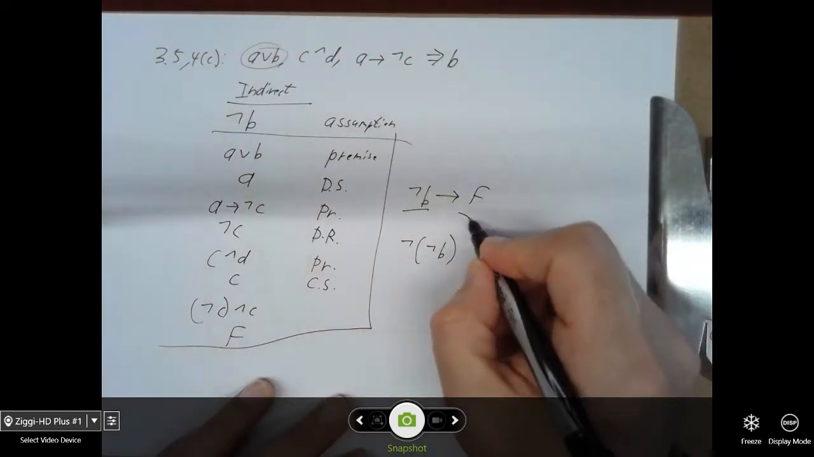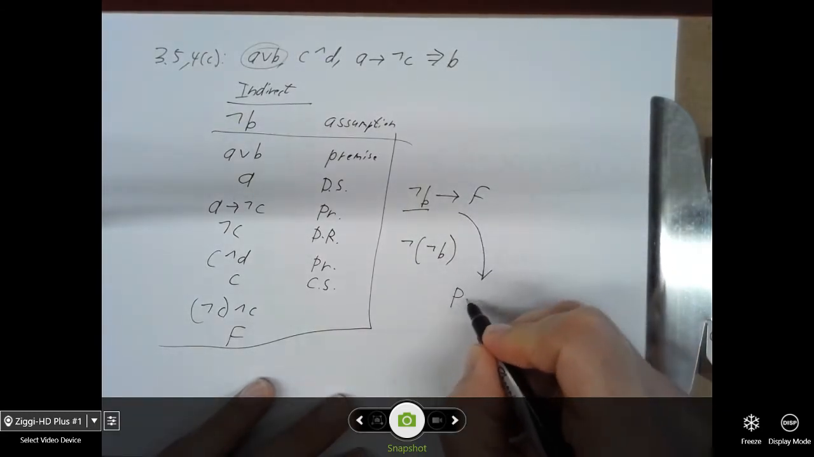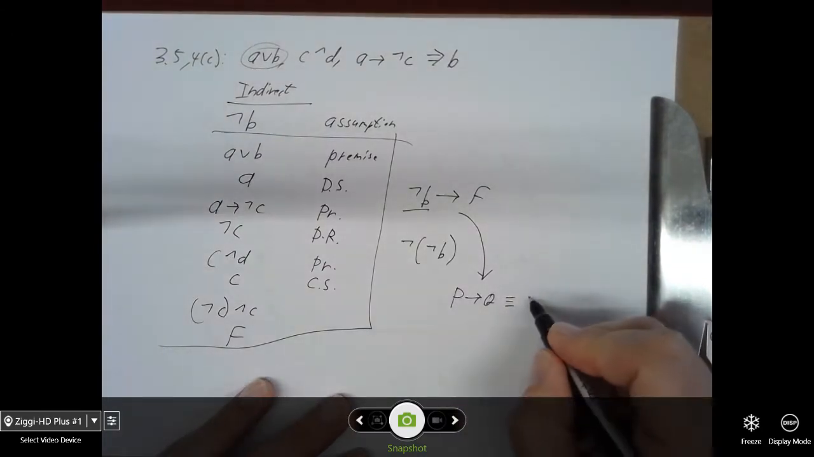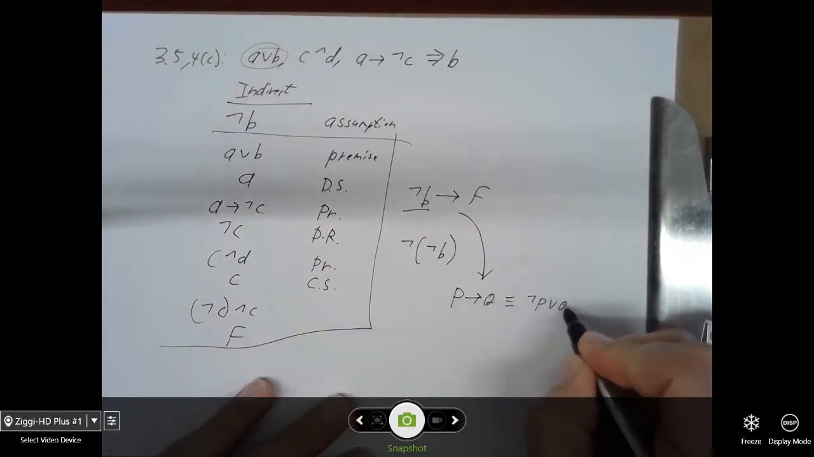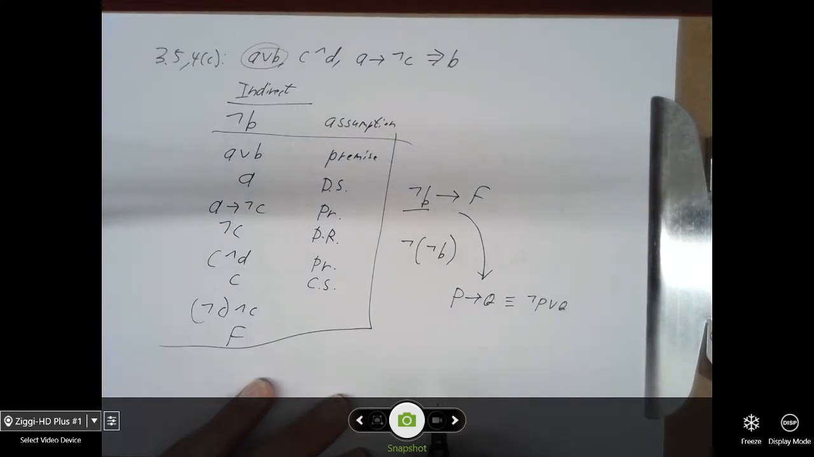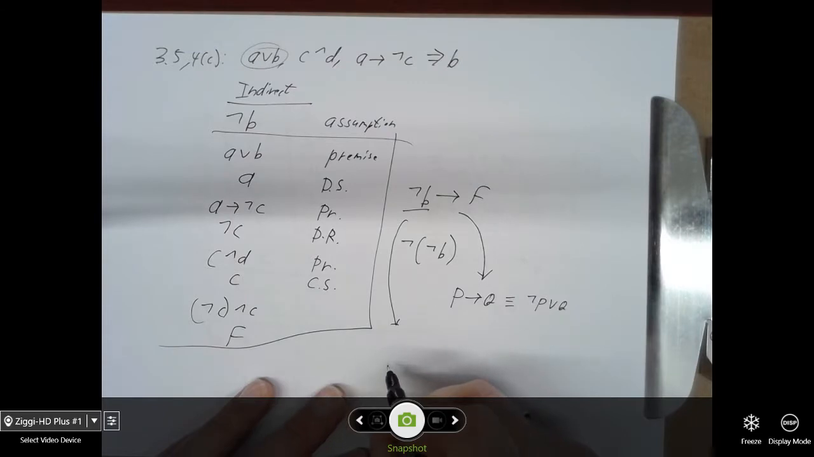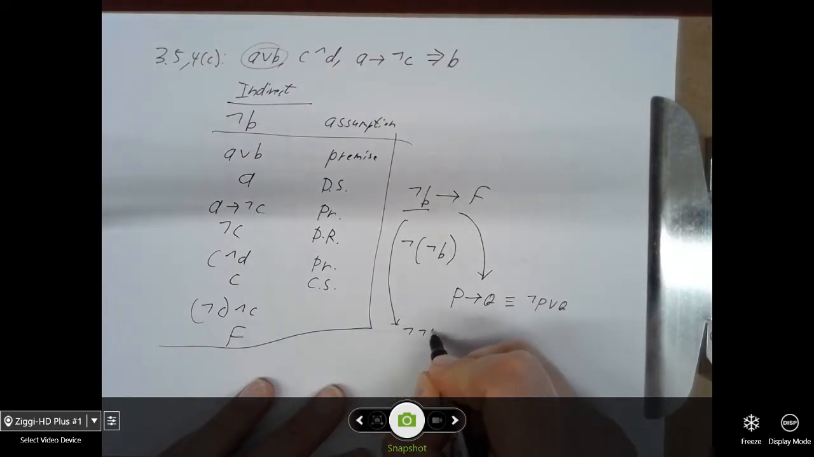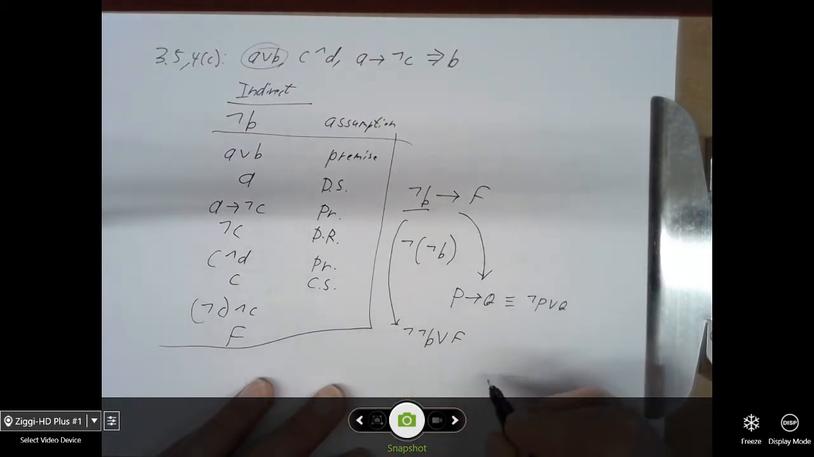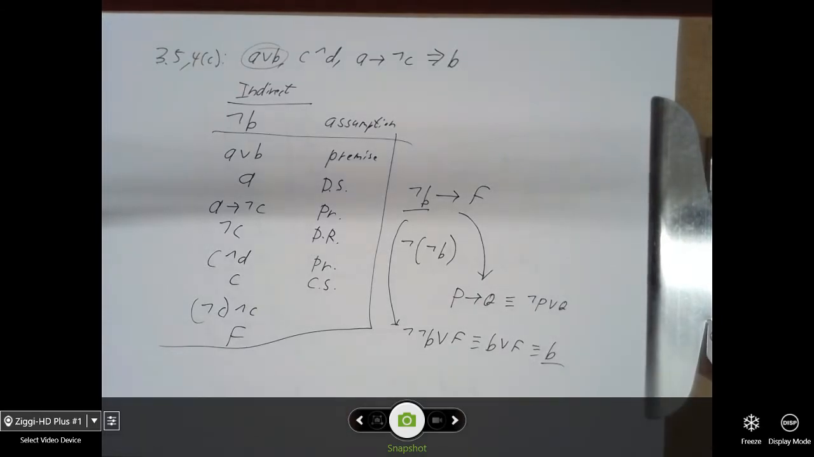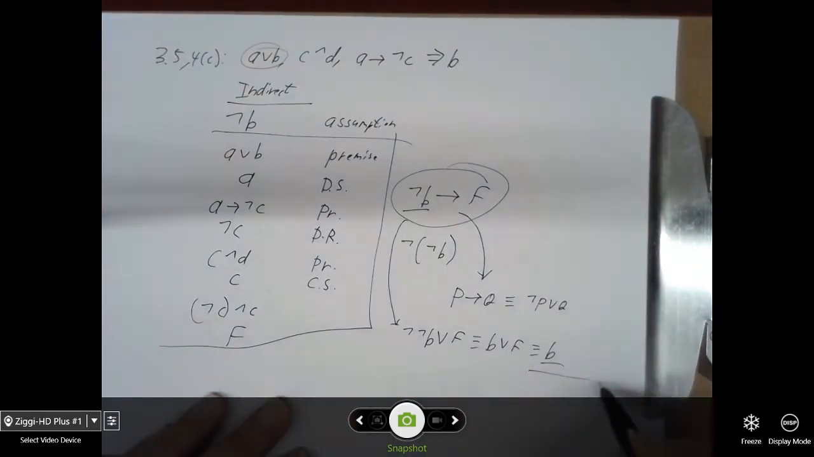All right, the other way to look at this is if we have P implies Q, that's logically equivalent to not P or Q. So if we have not B implies F, this is logically equivalent to not B or false, which is the same as B, or false, which is the same as B. So this proves B. That's the basic idea of an indirect proof.